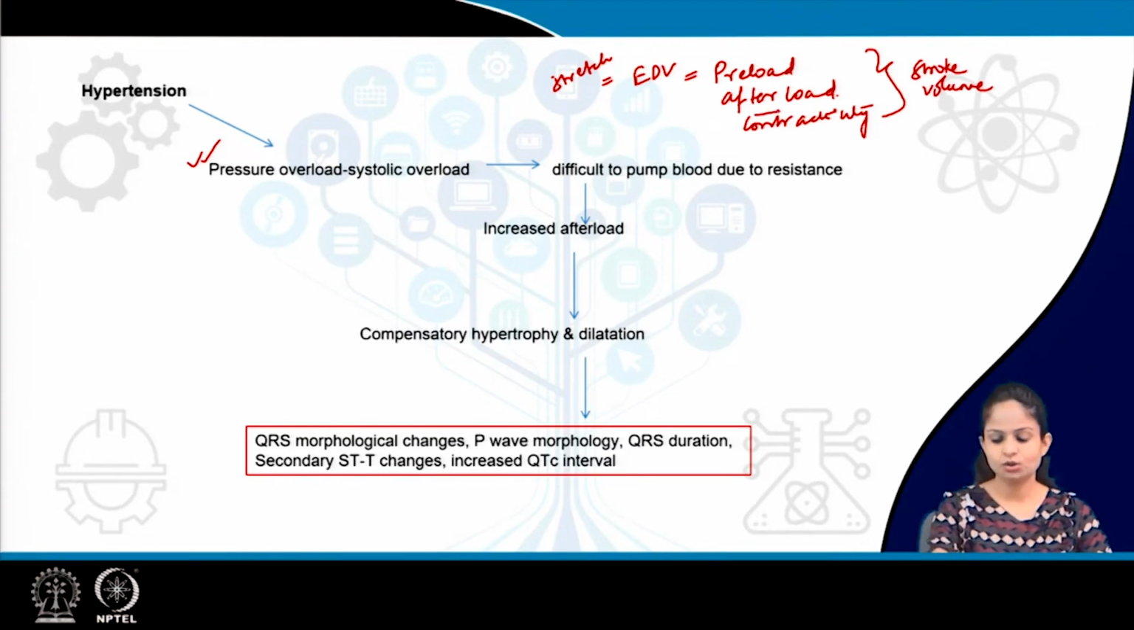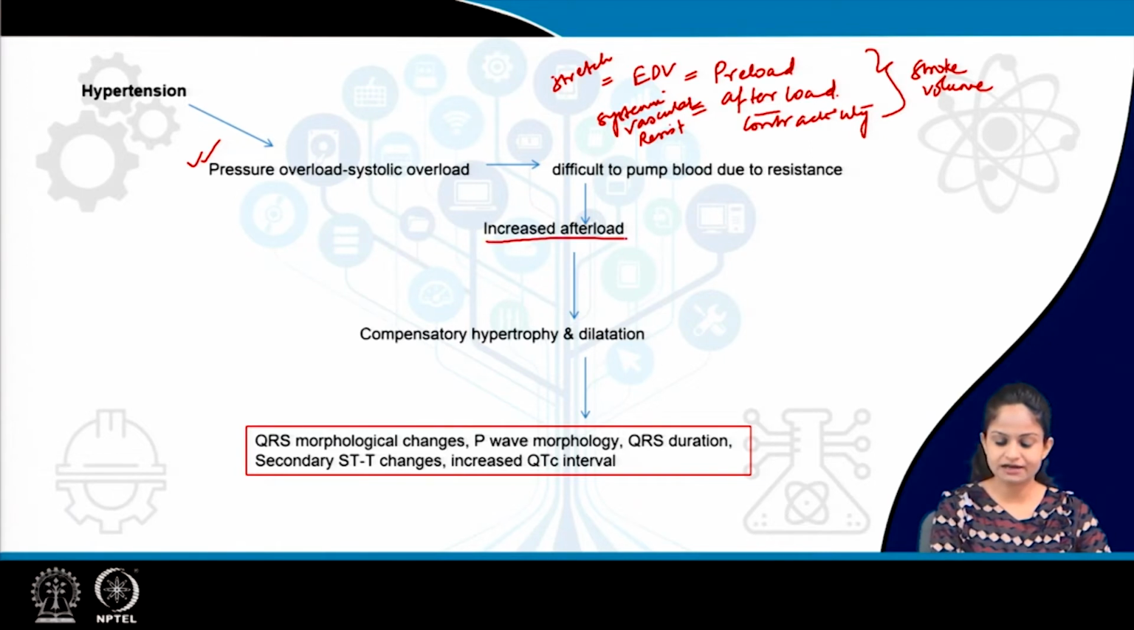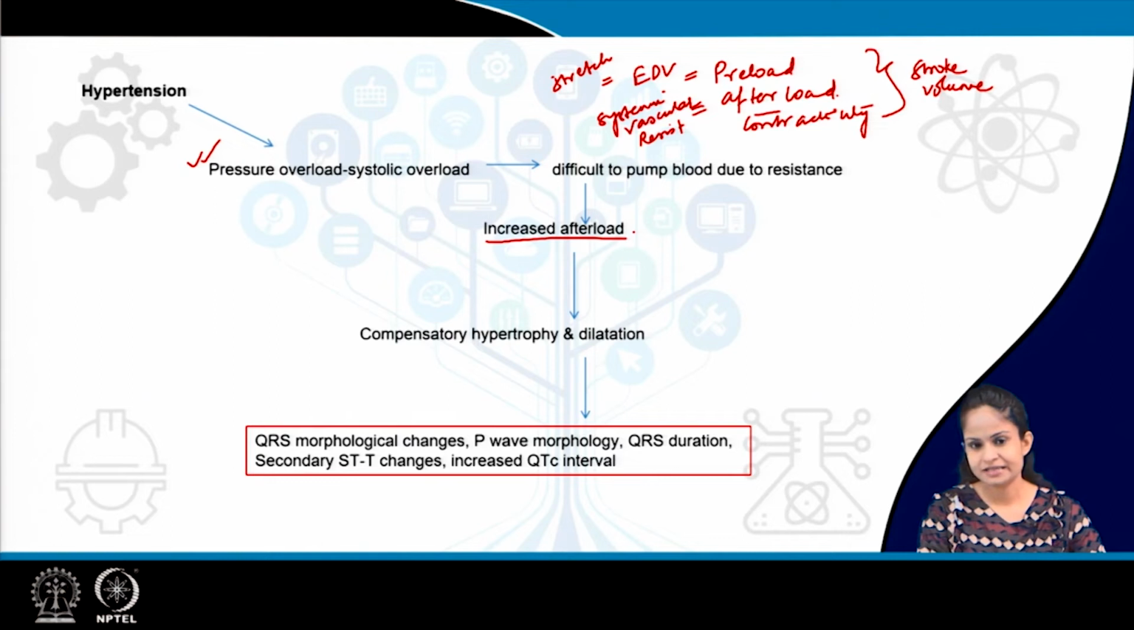Now, afterload is the resistance, it is mainly the systemic vascular resistance. Afterload is the resistance which is usually offered by the systemic blood vessels, mainly here it is the aorta, to the ventricles to pump the blood out of the ventricles. So, whenever there is increased afterload, it means there is increased systemic vascular resistance.